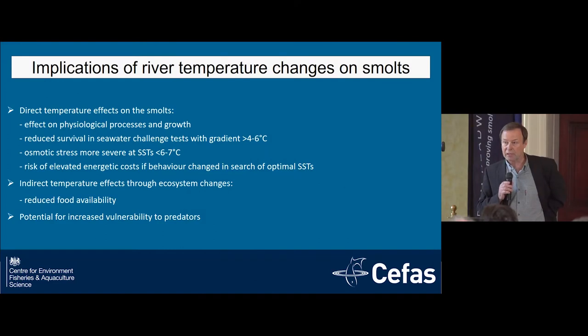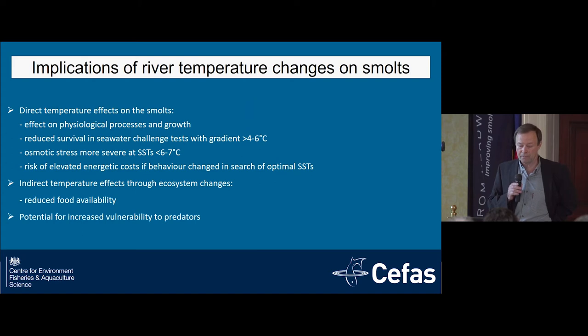There are also other implications of changes in the river temperature on smolts, and we're going to be hearing a lot more about this later on in the sessions. There are direct temperature effects on smolts. It can affect the physiological processes and growth. It can reduce survival in seawater challenge tests at certain temperatures. And osmotic stress is more severe at sea surface temperatures less than 6 to 7 degrees.